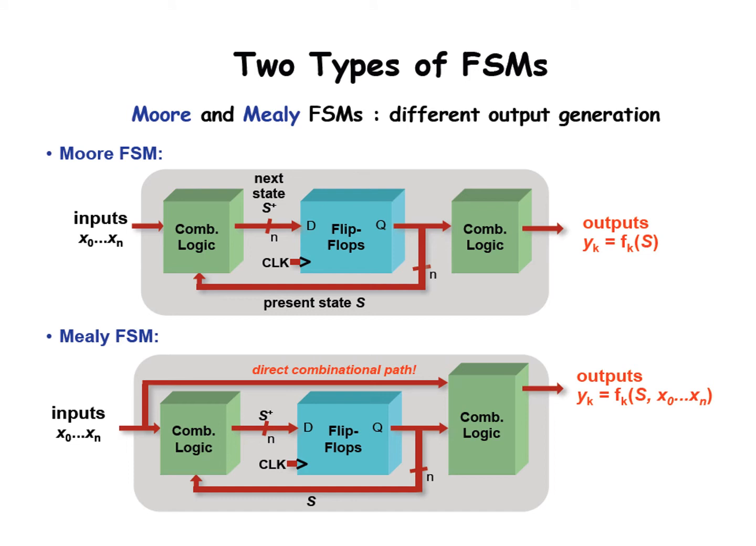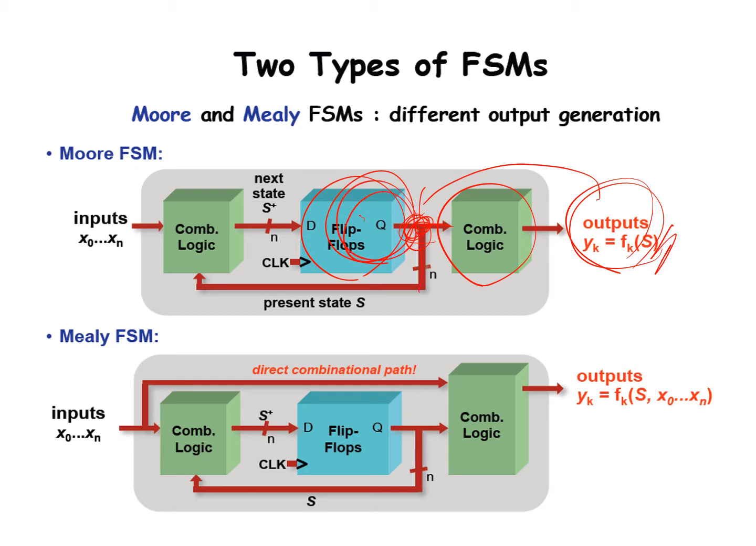There are two types of finite state machine: one is Moore and the other one is Mealy. In the Moore machine, the output is only determined by the flip-flop output, like this, right? I remember this relationship by thinking about the moose: Moore machine's outputs are only determined by the state.